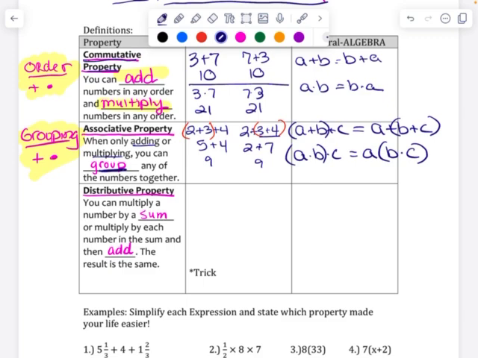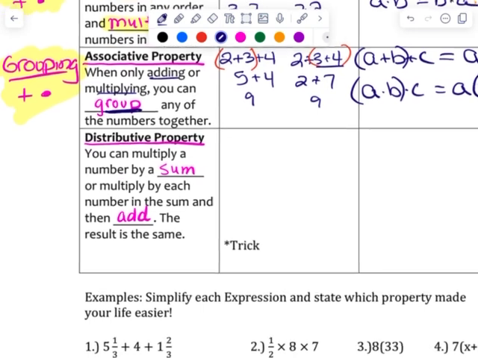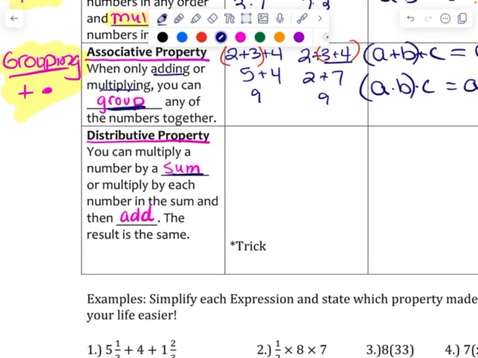All right, last one, distributive property. So we can multiply a number by a sum or multiply each number in the sum and then add. And the result is the same. So a couple different things. If we see something like 3 times 2 plus 1, it says you can multiply a number, meaning 3, by a sum, meaning we'll add 2 plus 1, or we could multiply each number in the sum and then add.